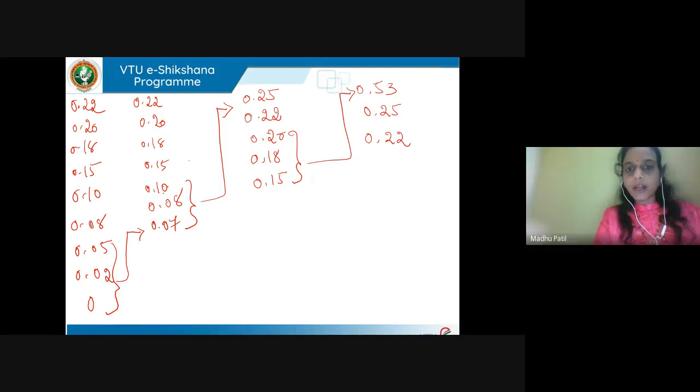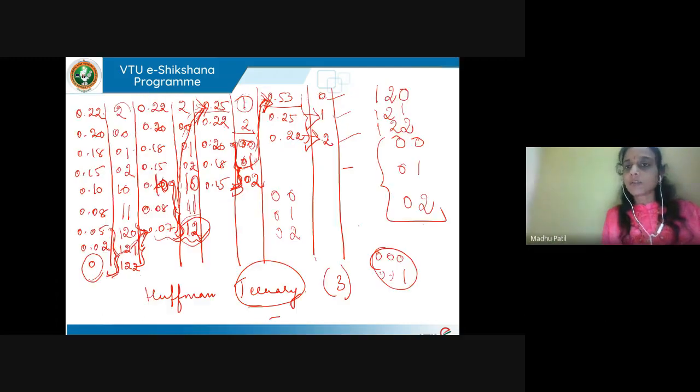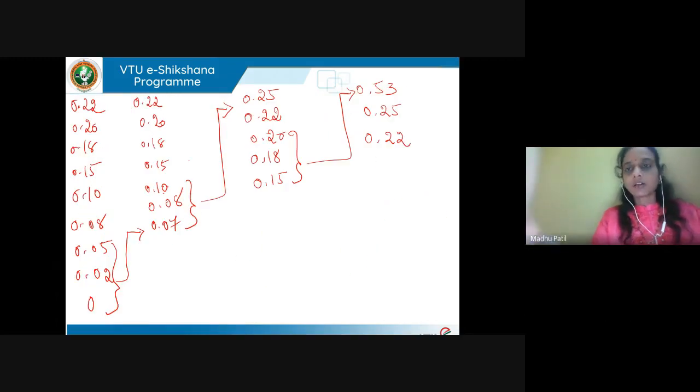Then the rest two symbols, 0.25, 0.22. And you see here that the last R symbols you take for addition, and you stop the addition when the last R symbols are left off. R means what? R is 3 here. And for ternary, what are the codes used? 0, 1 and 2. Next, what is the code for 0.25? 1. 0.22 has 2. These three form a symbol 0, so it has code 0. So I write that 0 here.